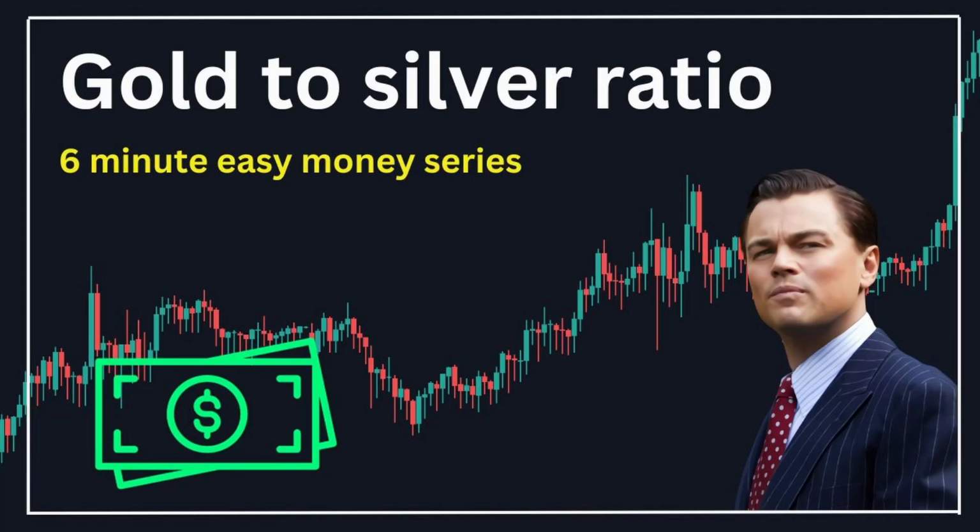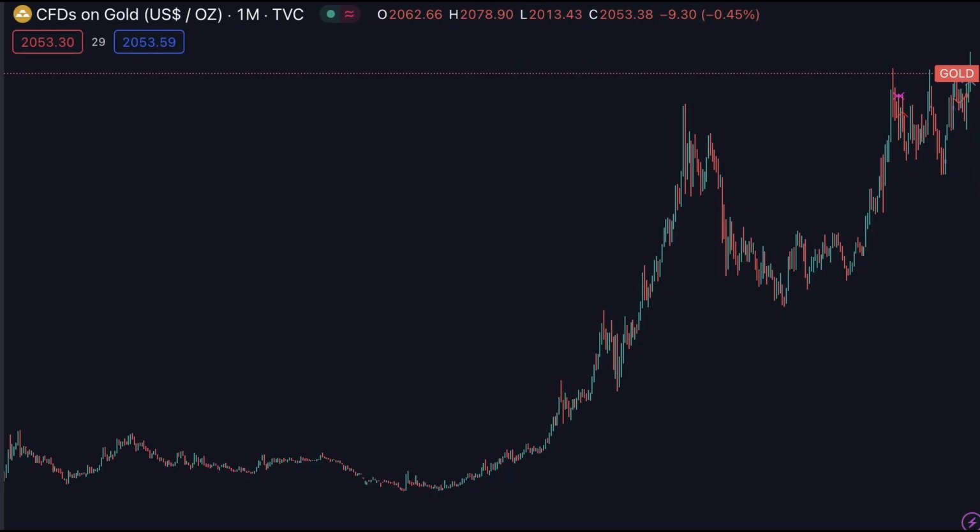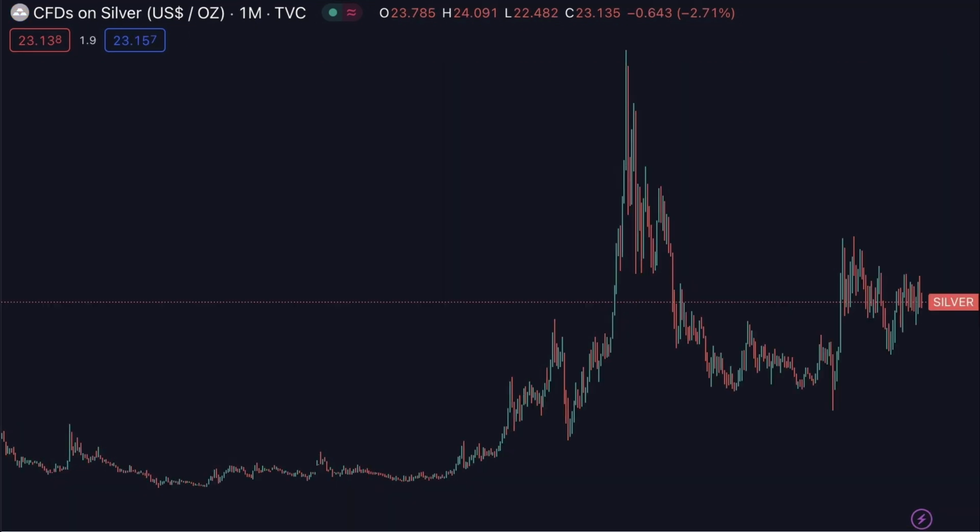Today we're going to look at the gold to silver ratio and how you can use it in your trading. Firstly, take a look at this chart of gold, long-term chart. Notice how it's fairly flat for a long time, and then we peak, we pull back, and then we start to peak again. Now take a look at silver, similar but not the same.